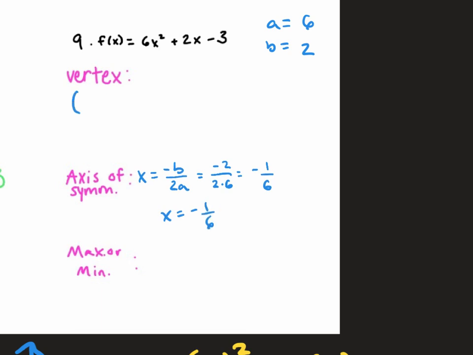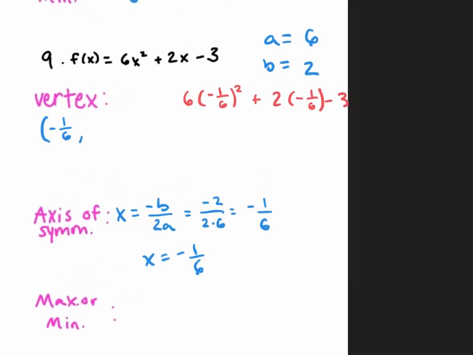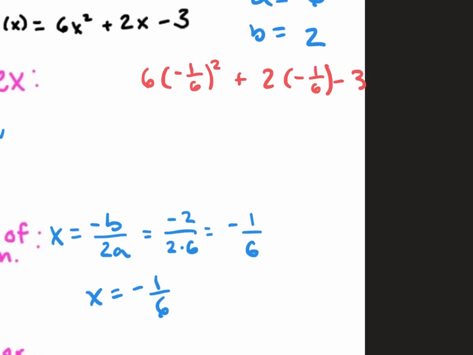What's our first number in our vertex? We got negative 1 over 6 for our axis of symmetry. What comes first in our vertex? Negative 1 over 6. And now we have to plug it in to find the next number. So we have 6 times negative 1 over 6 squared plus 2 times negative 1 over 6 minus 3. So what is negative 1 over 6 squared? What's negative 1 over 6 times negative 1 over 6? One over 36.